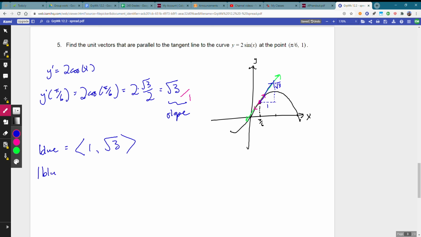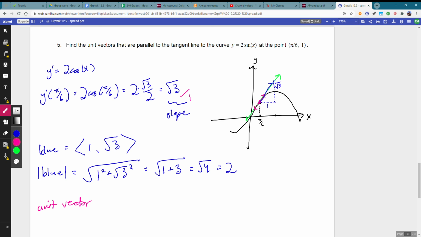And so now we need to know the size of our blue vector, using, in this case, just essentially the Pythagorean theorem. We'll get root of 1 squared plus root 3 squared, which is root 1 plus 3, which is root 4, which is 2. And so we can now take our blue vector and scale it to get our unit vector. It'll be 1/2 times our vector. And that'll be this one here in the same direction as that blue vector.